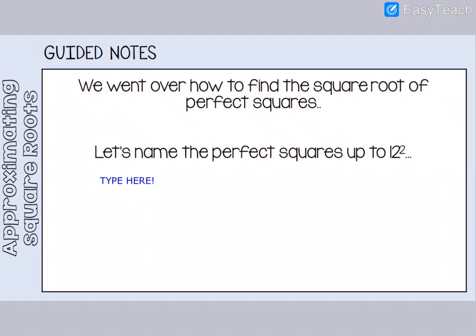So let's name the perfect squares up to 12. All you're doing here is making a list of the perfect squares up to 12. I'll go ahead and start it for you. 1 squared is 1, 2 squared is 4, 3 squared is 9, and so on. Do that all the way up to 12 squared. That's all you're doing for that slide.